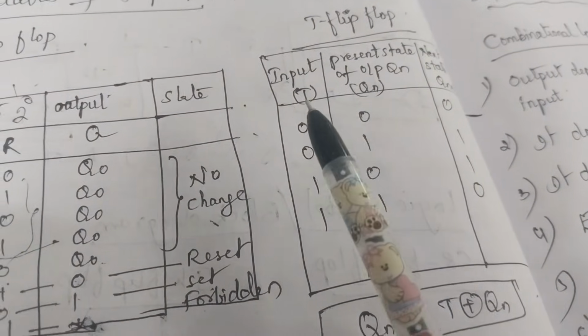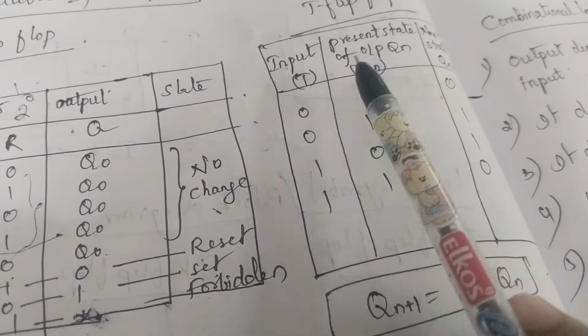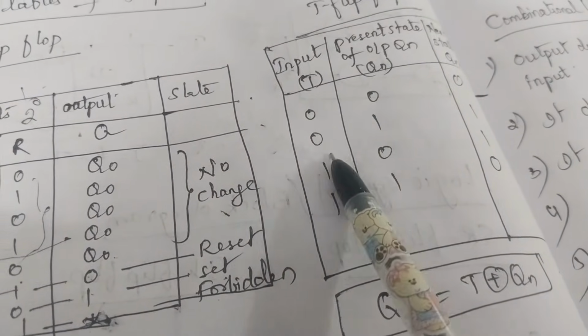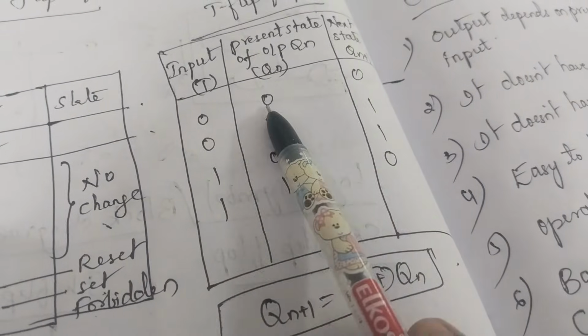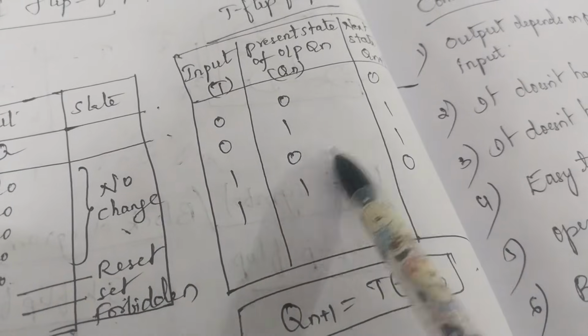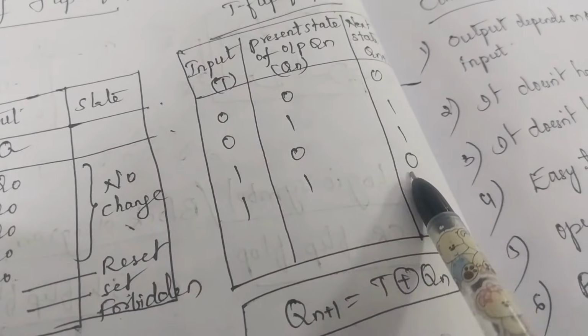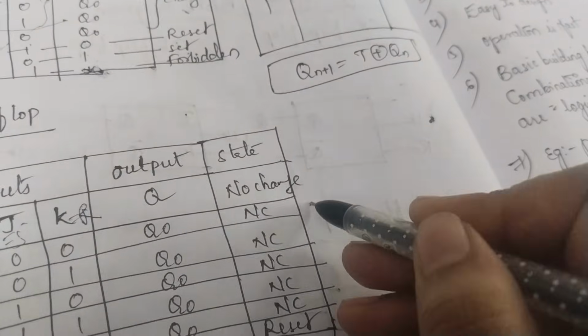Next we have the T flip-flop. Here the input is T, and next the present output state Qn we are taking. For T and Qn as 00, 01, 10, 11, we get the next state output: for 0 0, output is 0. If it is 0 1, the output is 1. 1 0, output is 1. 1 1, it is 0. One more T flip-flop truth table will also be there, using a clock signal.